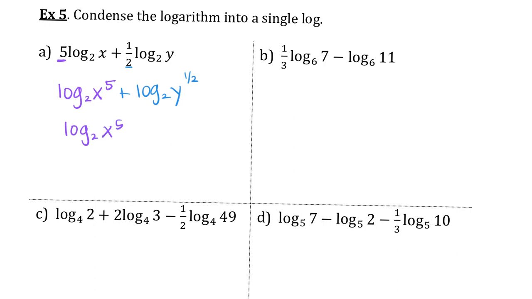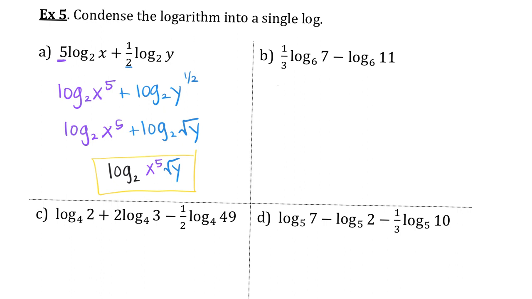Okay, now if I do the log base 2 of y to the 1/2, I am square rooting y. So if it's a fractional exponent, we want to rewrite it as a square root because it's a more simplified answer. Okay, now I'm going to write it as a single log. So it's log base 2. Since I'm adding, I'm multiplying them, so it's x to the 5th times the square root of y. Let's try the next one.